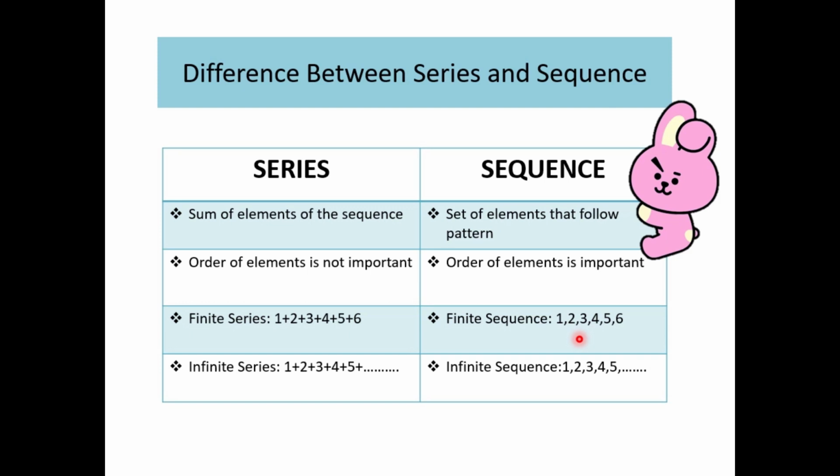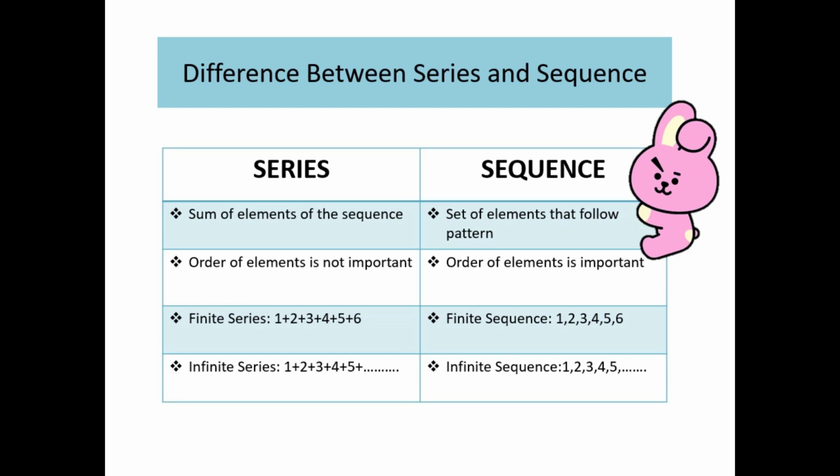That's for sequence. Then for an infinite series, just the same, 1 plus 2 plus 3 plus 4 plus 5 plus, and so on and so forth for the dot dot dot. And for comparing it to our infinite sequence, we have 1, comma 2, comma 3, comma 4, comma 5, then comma, and so on and so forth for the dot dot dot. And that's how we differentiate series from sequence. I want you to take note of that because these terms and information here are very important.